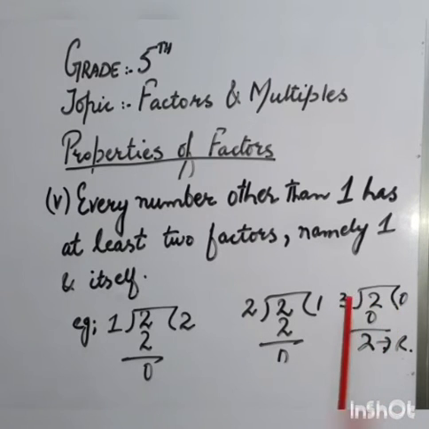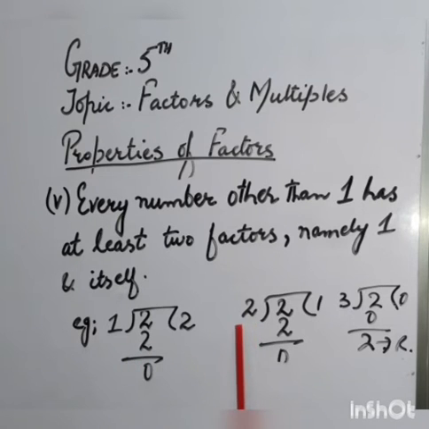So बाकी जो भी numbers हैं, those are not the factors of 2. So 2 is having only 2 factors, that is 1 and 2. 2 जो है उसके सिर्फ 2 factors हैं, एक तो 1 है और एक वो खुद है, that is 2. That means ये 2 का केस था. 2 के केस में कम से कम 2 factors हैं.